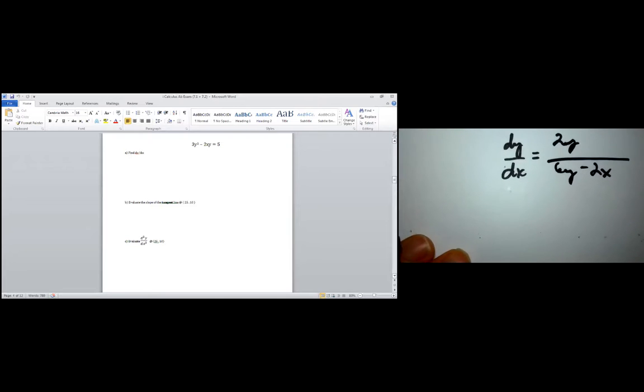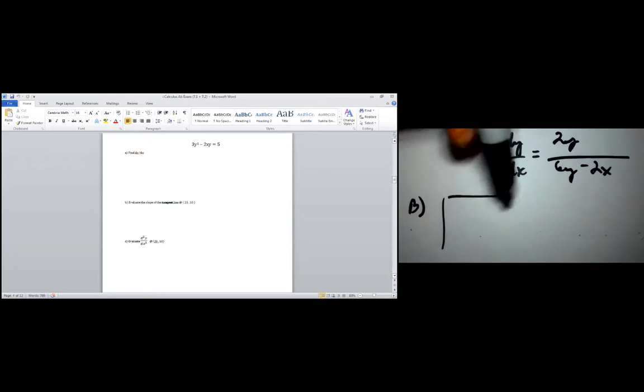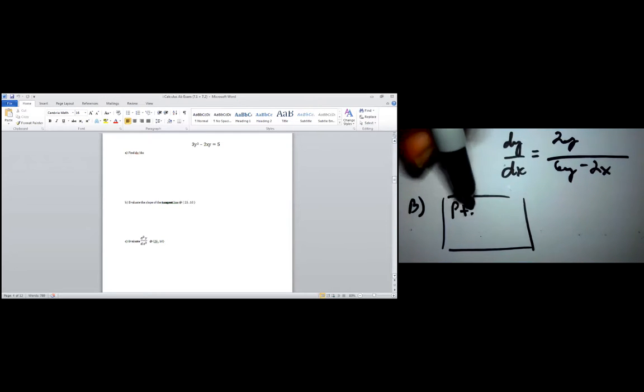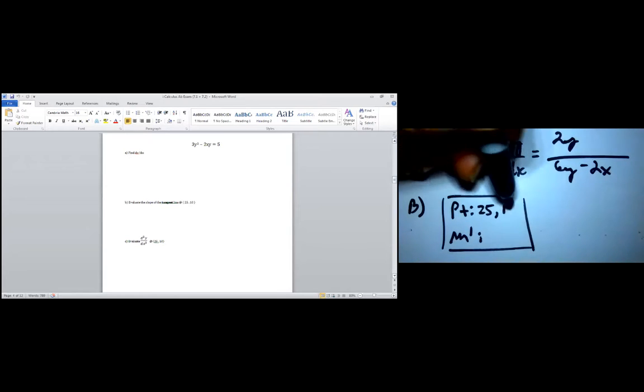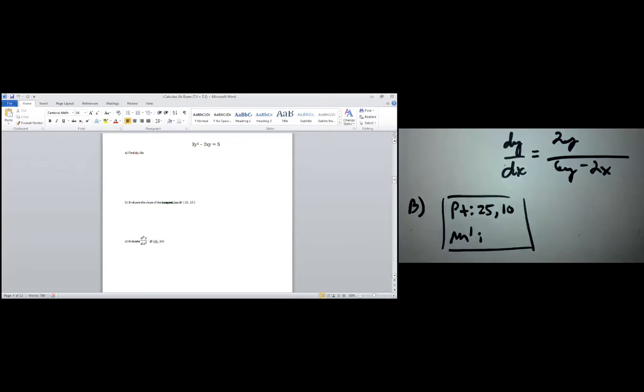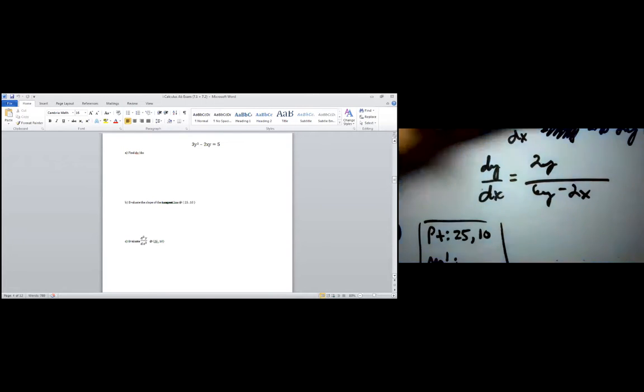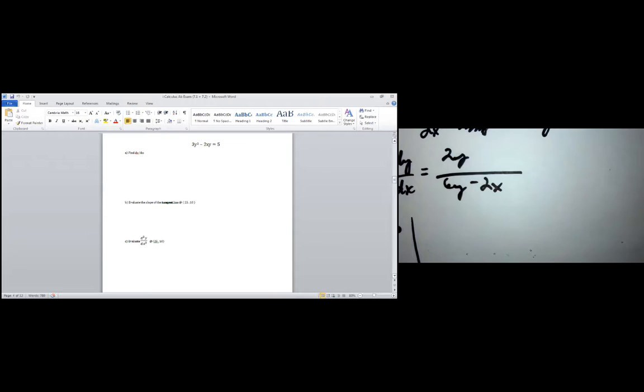Okay. For part B, just remember this is our dy dx in part A. So for part B, we want a tangent line. To write the equation of a tangent line, we should make a box. And in that box, I want a point and a slope. They give me the point, 25, 10. To find the slope, we go to our derivative, which is what you found in part A, and you plug in the point. So if we plug in 10 for y, that's going to be 20 over 60 minus 50, 20 over 10. I'm coming up with 2 for a slope.